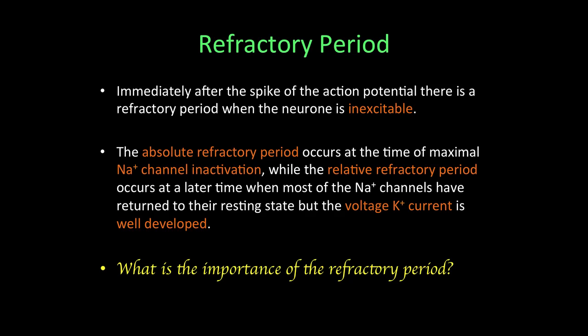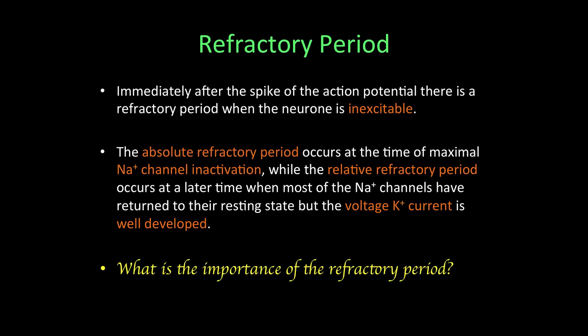While the relative refractory period occurs at a later time when most of the sodium ion channels have returned to their resting state, but the voltage K plus current is well developed. So during the relative refractory period, what we are saying is that an action potential could be generated, but the stimulus would have to be a very strong one. Alright? But during the absolute refractory period, that's when you have sodium ion channel inactivation. You're not going to have any action potential being produced.